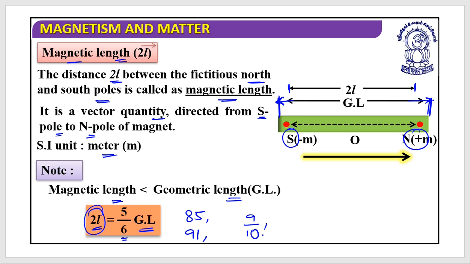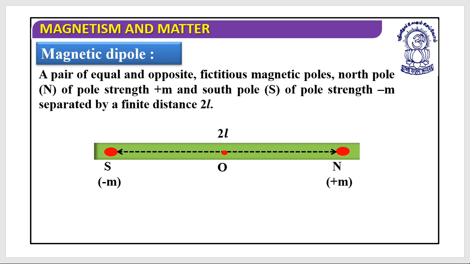And now, very important, next is the magnetic dipole. Magnetic dipole is a pair of equal and opposite magnetic poles: north pole of pole strength plus m and south pole of pole strength minus m, separated by a finite distance 2L. This is the same thing we discussed about the electric dipole. In the electric dipole we have two charges, one positive and another negative, separated by a certain distance, let's say 2L or something.